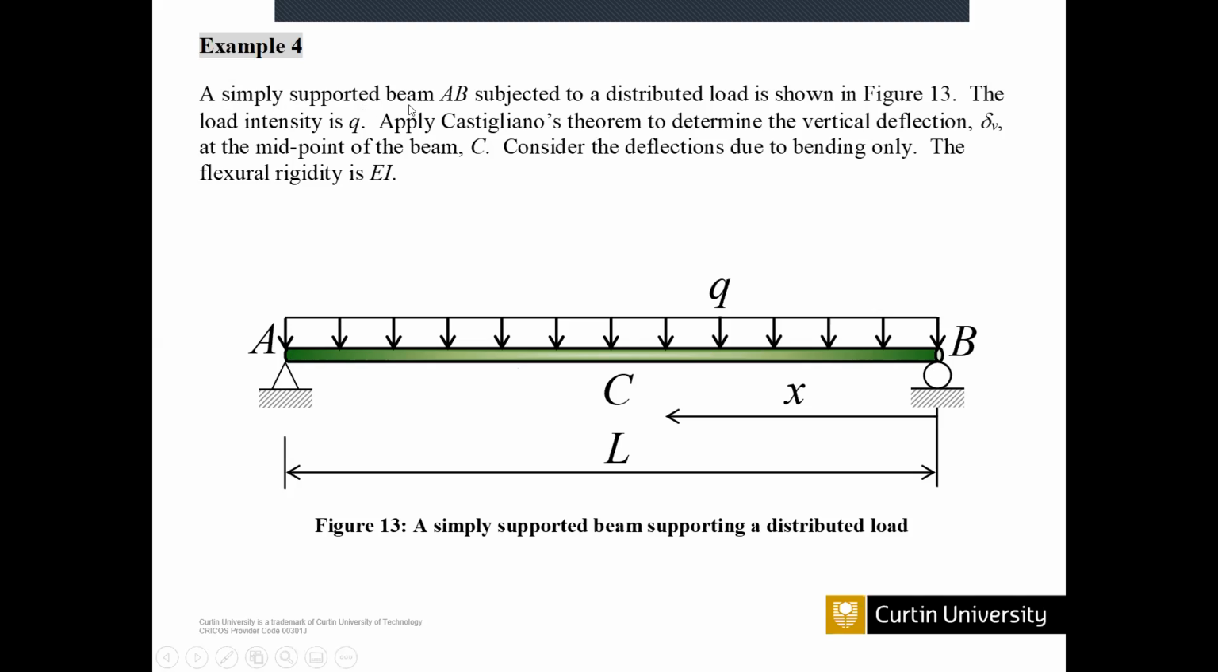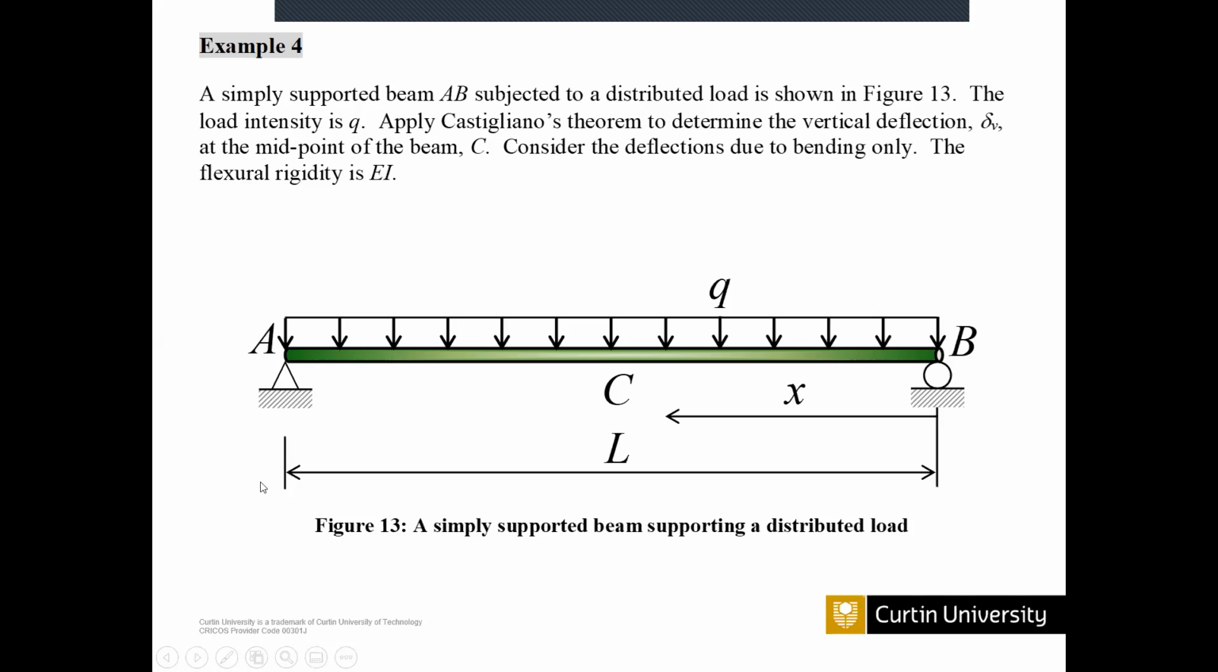A simply supported beam AB subject to a distributed load is shown in figure 13. Okay, the load intensity is q. Apply Castigliano's theorem to determine the vertical deflection at the midpoint. That means somewhere here you can see there is no point load, then you definitely need to introduce the dummy load. Consider deflection due to bending only. So if it doesn't mention it like this, you need to consider other things as well, if there are some other things. The flexural rigidity is EI.